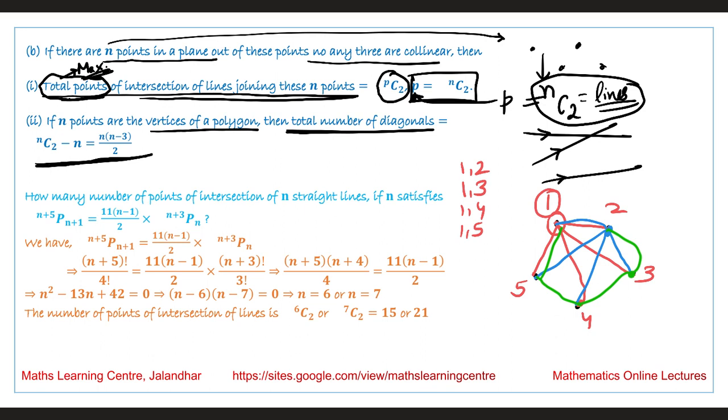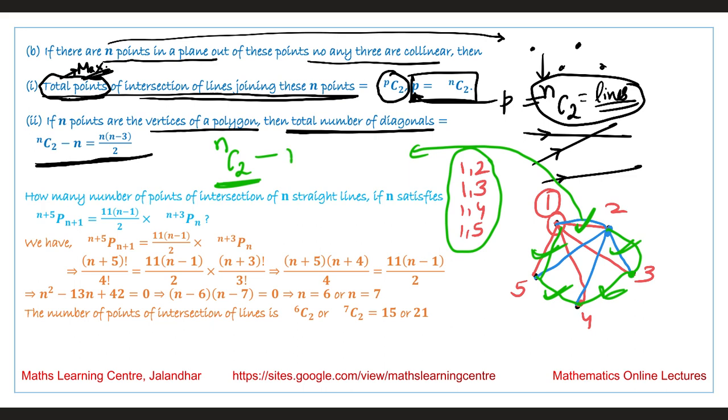So what we can see is the total number of combinations in which we can choose these points: out of these n points, we are choosing 2 points. The total number of lines we are obtaining is this. Out of these lines, 1 and 2 is joined, 2 and 3 is joined, 3 and 4 is joined, 4 and 5 is joined, 5 and 1 is joined. These are the edges, not the diagonals, so we are subtracting the value n from it. So we have the total number of diagonals as NC2 minus N.